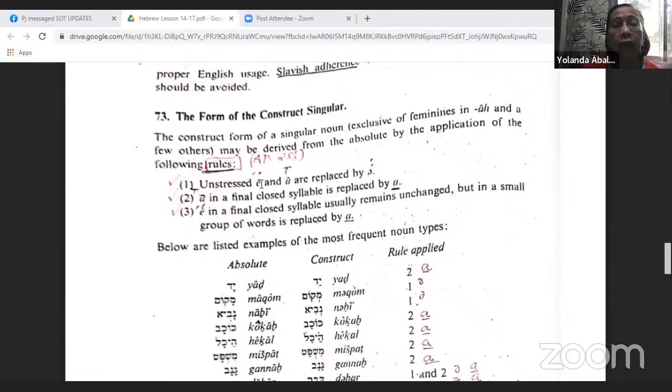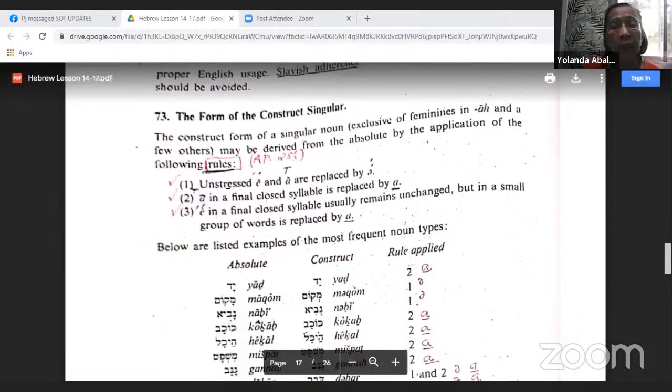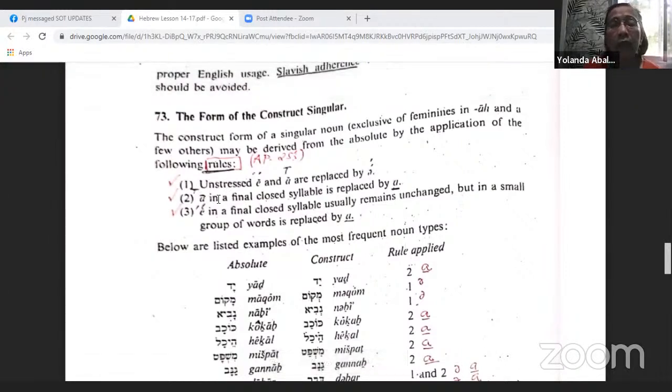Gumagamit ng chire. And the A, ano po yung A na yan? Comets. They are replaced by Shiva. Inverted E is Shiva. So, ang sinasabi niya, rule number 1, the unstressed chire and comets are replaced by Shiva.